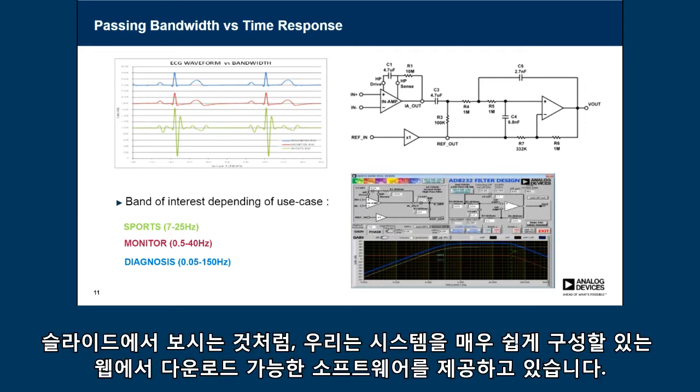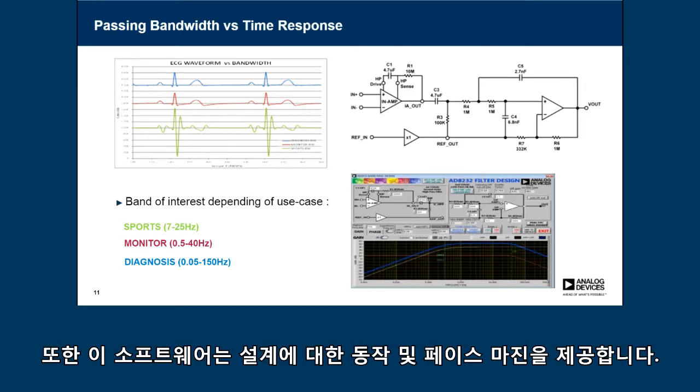On the slide you also see that we have a software tool available which can be downloaded from the web, which helps you to very easily configure the system yourself. So it also gives you the behavior and the phase margin that you design against.